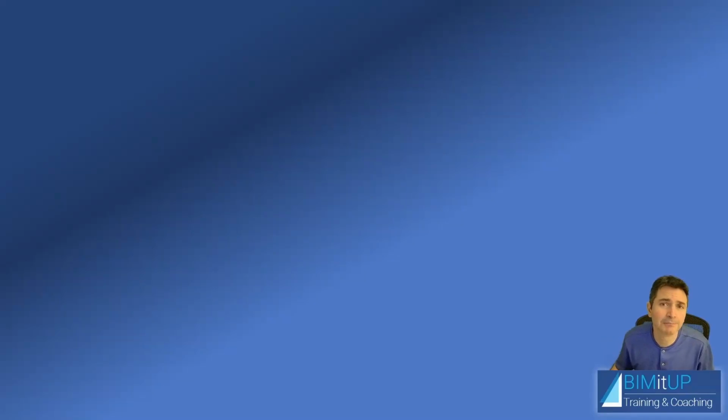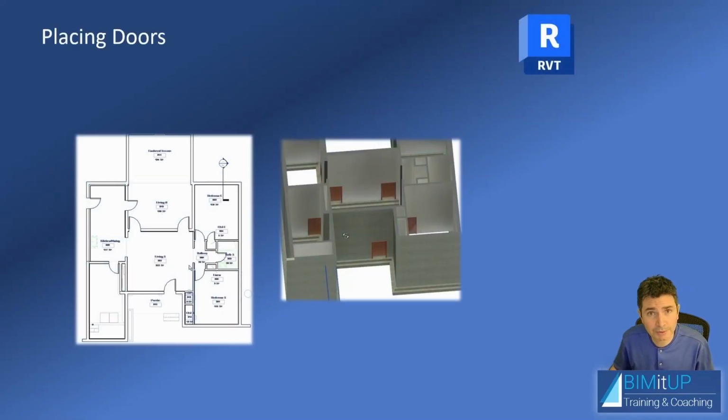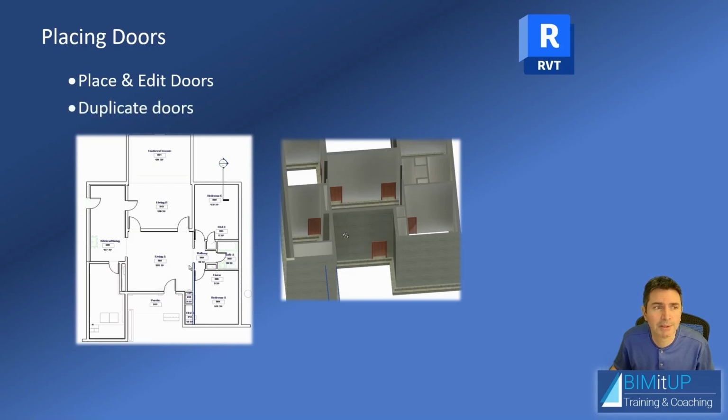Hi everyone, Alex here. Today we're going to be placing some doors in Revit. I'm going to show you how to place and edit doors. We're going to be creating some duplicates and we're going to edit some types. It's going to be fun. Get ready. Let's get started.